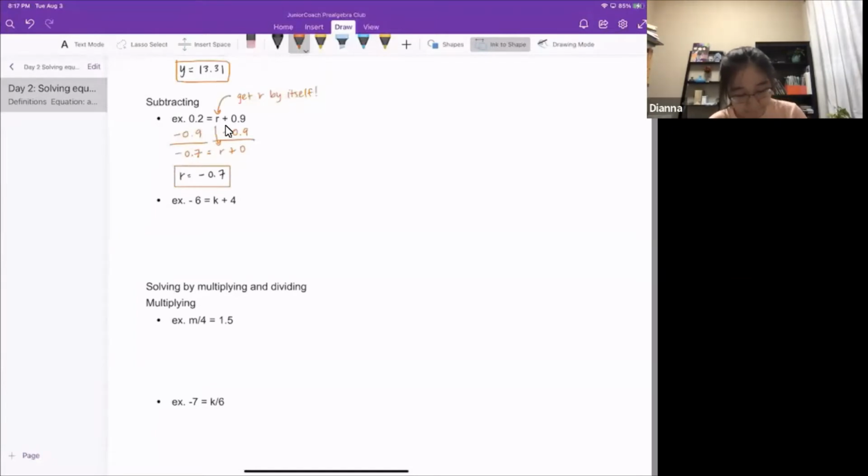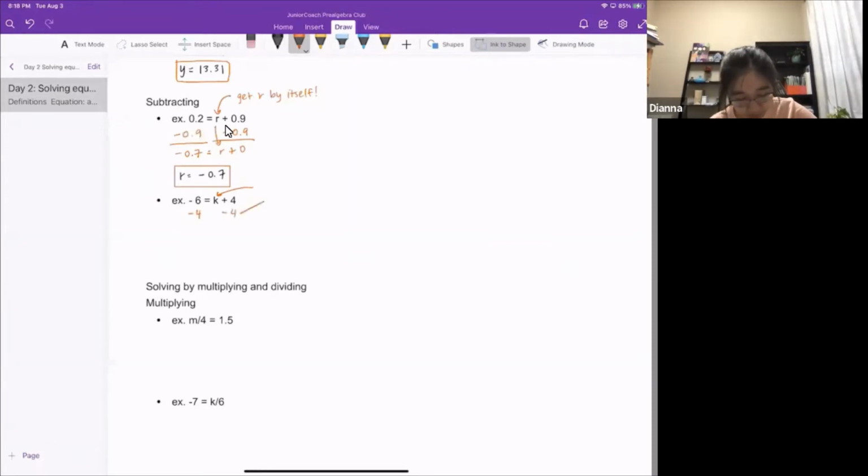Okay. And so what about this next one? Negative 6 equals k plus 4. So no decimals here, but we're going to do the same process. So we want to get k by itself, right? So when we get k by itself, because the 4 is added to it, now I have to subtract 4, right?